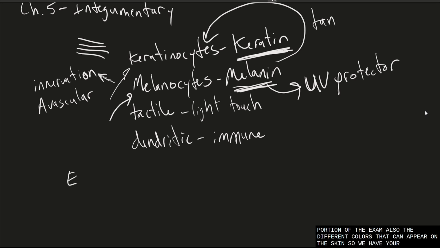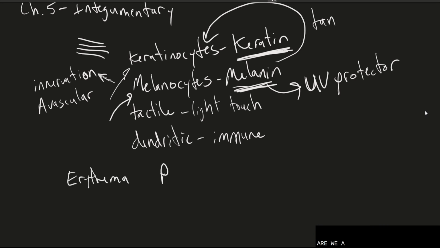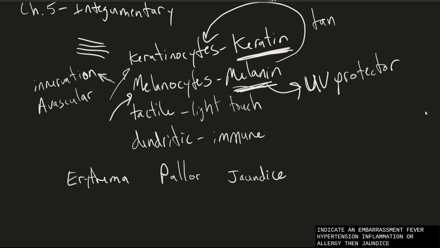So we have erythema, that's a redness of the skin. We have pallor, that's a pale or blanched color of the skin. It may also indicate fear, anger, anemia, or low blood pressure. But erythema may indicate embarrassment, fever, hypertension, inflammation, or allergy. Then jaundice. Jaundice usually indicates a liver disorder, and it causes a yellowing. So jaun here is yellow, of the skin.